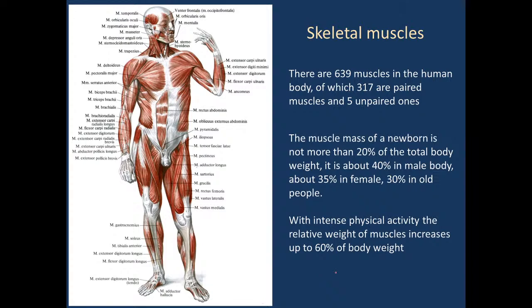So I would like to tell you that there are about 639 muscles in our body, and 317 muscles are paired, and only 5 muscles are unpaired. It is an interesting fact that muscle mass is different in different periods of life.